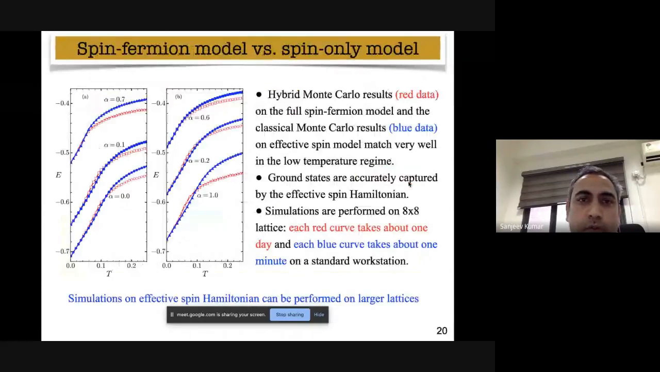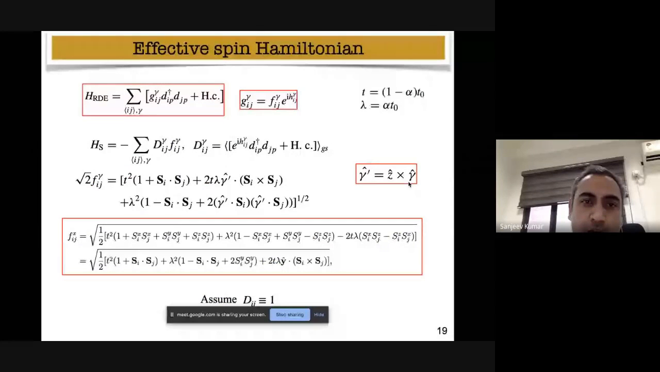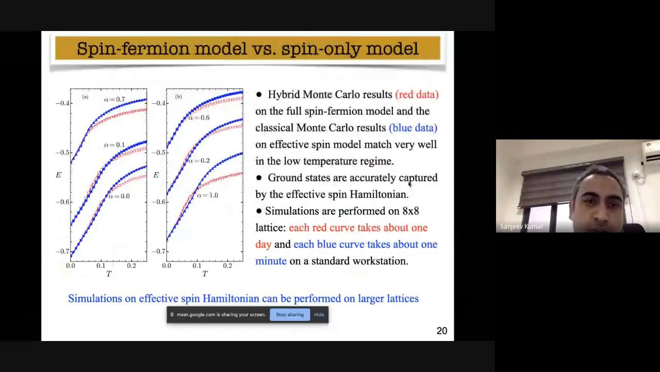Now, beyond this, essentially what we do is we simulate this model on a lattice. And this is a comparison. This is just to convince ourselves that the calculations are being done correctly. We compare the results of this hybrid Monte Carlo simulations and the effective spin model that we derived. And we find that in the low temperature region, the results match very well.